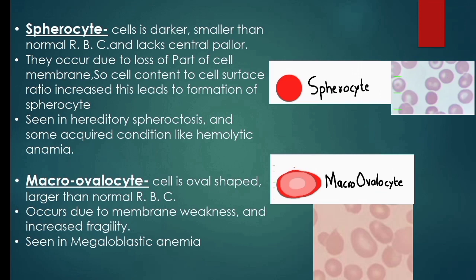Macro-ovalocyte. The cell is oval shaped and larger than normal RBC. They occur due to membrane weakness and this leads to increased fragility. They are seen in megaloblastic anemia, myelodysplastic syndrome, and in drug therapy like hydroxyurea.